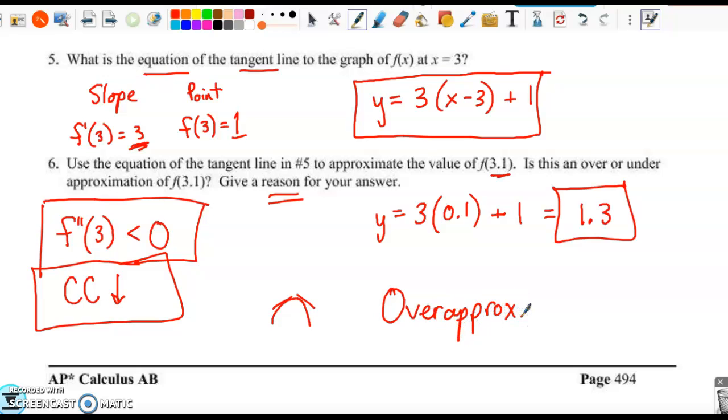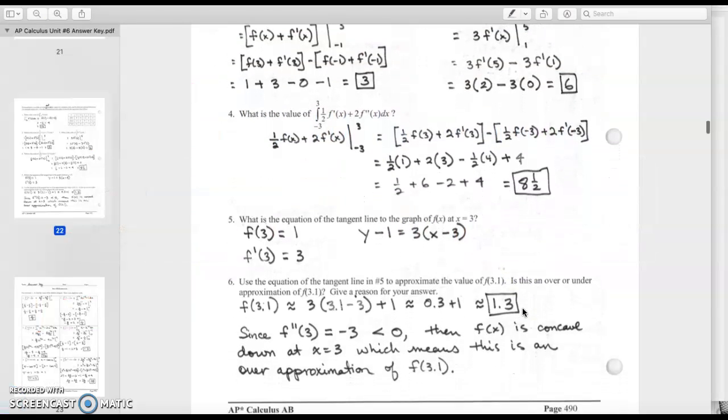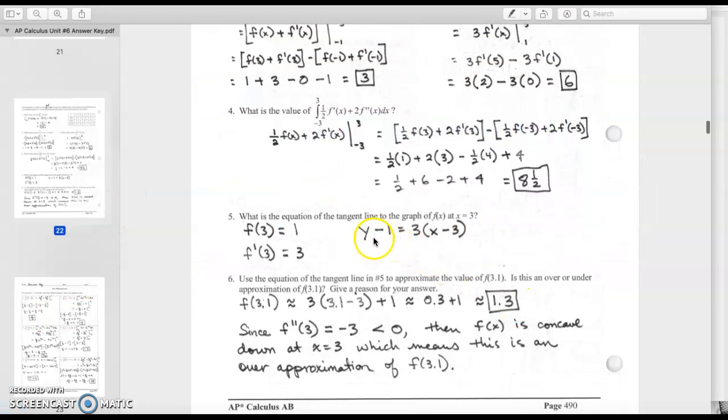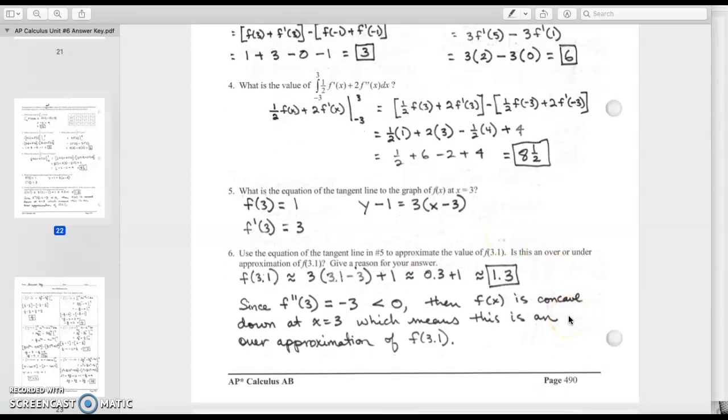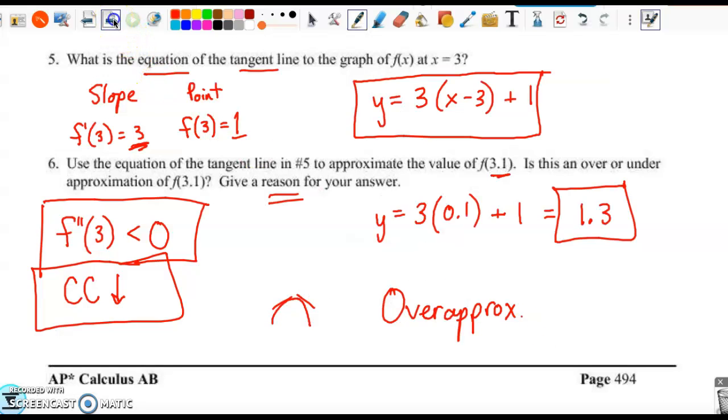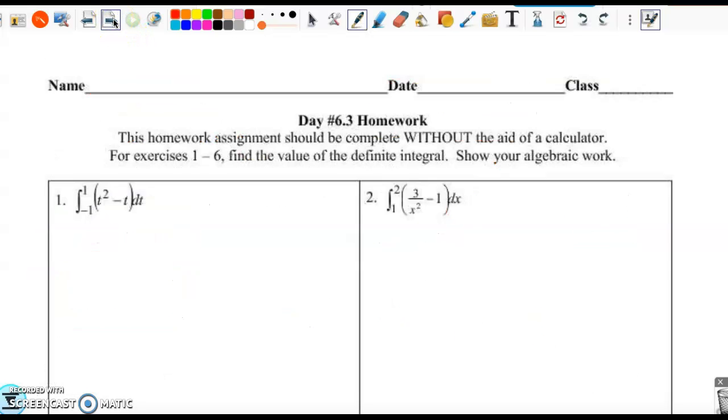But before I move on, I'll show you the answer key. Notice he just writes the y minus 1. I don't like that. I'd rather see that moved over. But you can see his explanation. It's all about the second derivative. Concave down, which implies that we have an over approximation. So feel free to pause the video at any point, see if you understand it. And yeah, should be ready with the homework. I wouldn't be afraid to use your calculator to check your work, but there's a warning for you.